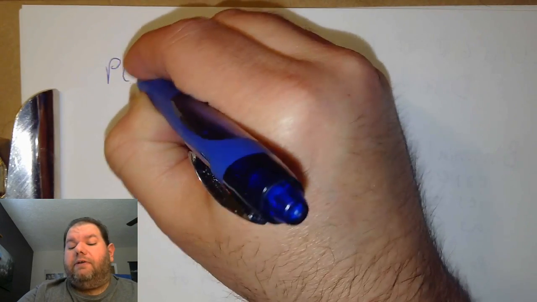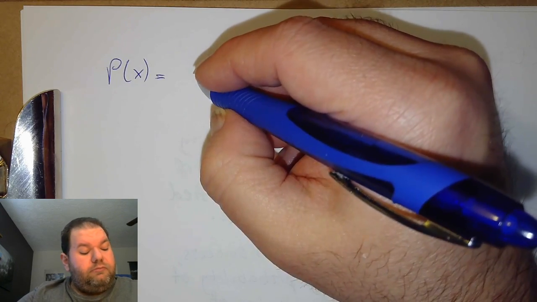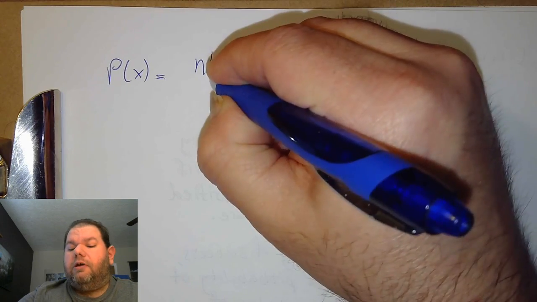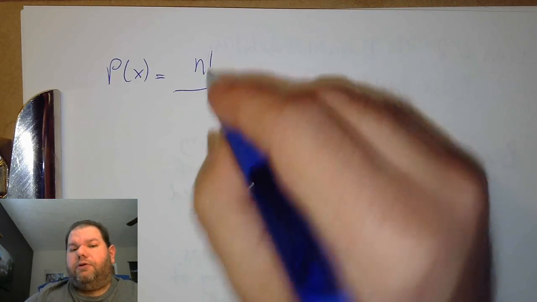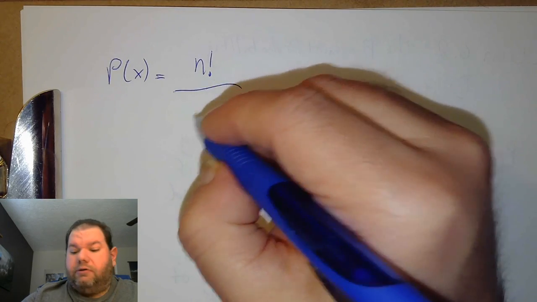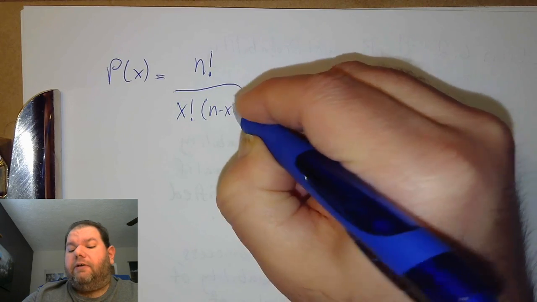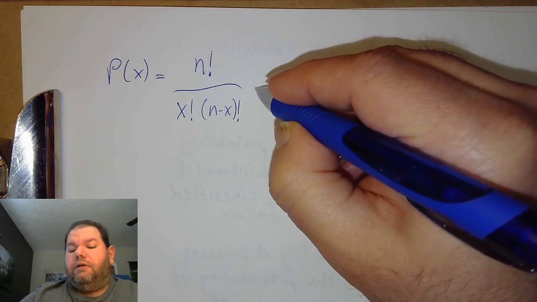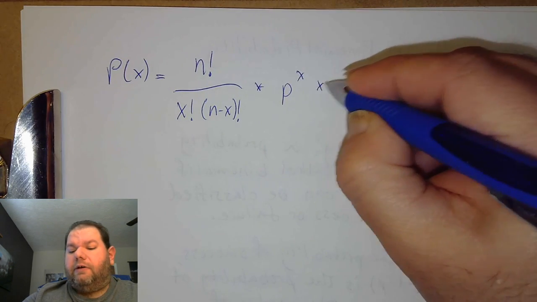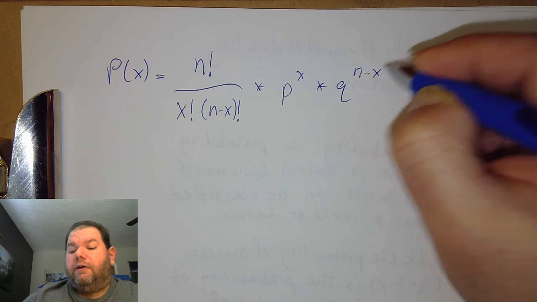So P of X is equal to N factorial, which we write with an exclamation mark, over X factorial times N minus X factorial, times P to the X times Q to the N minus X.